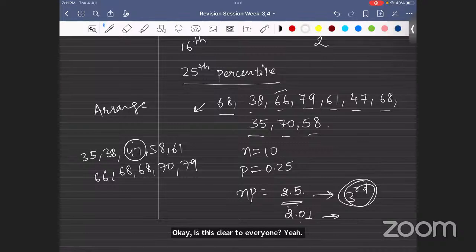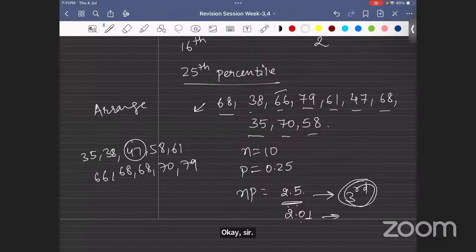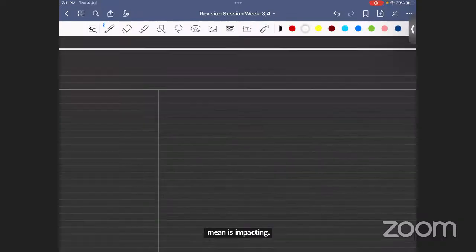In the case of standard deviation, you told us about multiplying with a constant, but what about adding a constant? No, adding a constant doesn't impact your variance or standard deviation. Okay, sir, can you make a small table where you mention which is impacting and which is not impacting, like multiplication impacts the mean, or the mode is not impacted, or the standard deviation is not impacted? It will be easy for us to remember. Yeah, I'll try to make it. So this is basically adding some constant C.